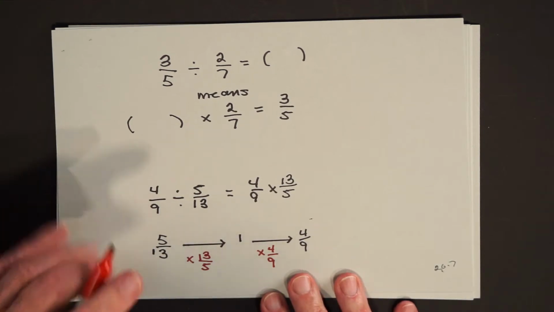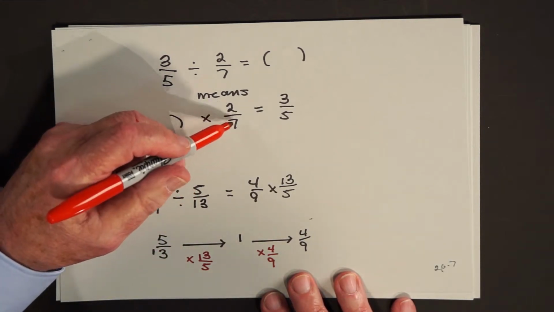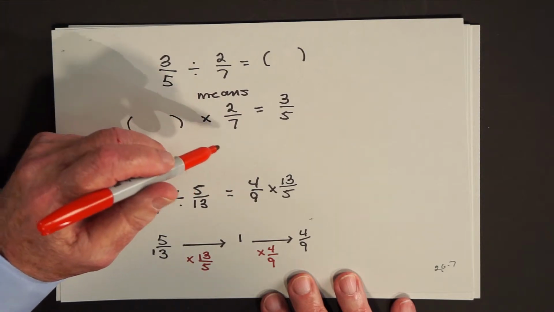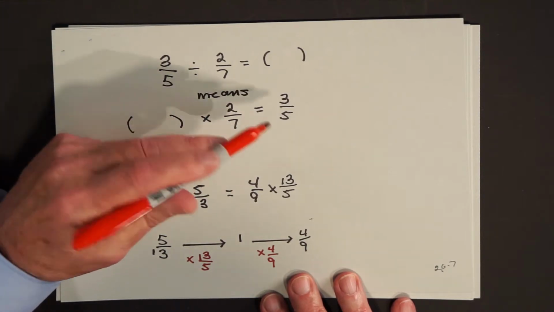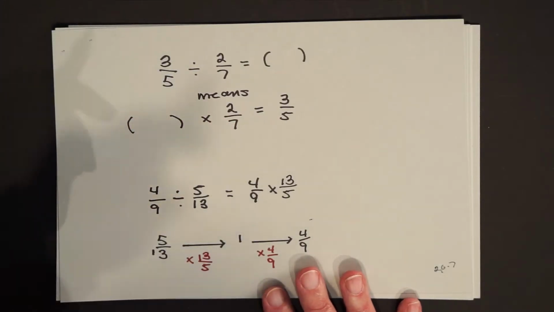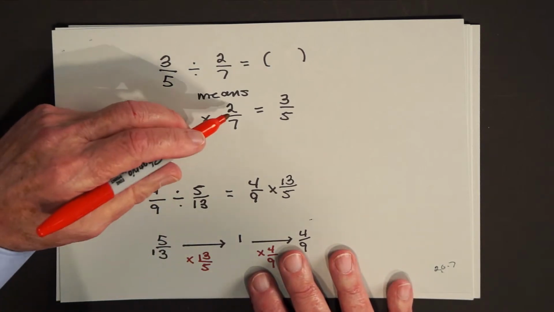Wouldn't this problem have been much easier if there was a 1 over here? What must you multiply 1 by to get 3/5? The answer would be 3/5, wouldn't it? Problem is there isn't a 1 over here, but I do have a technique that converts that into 1.